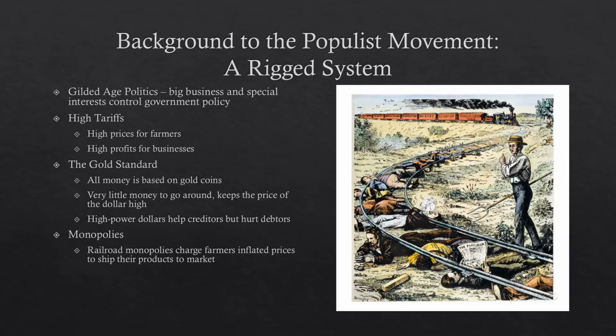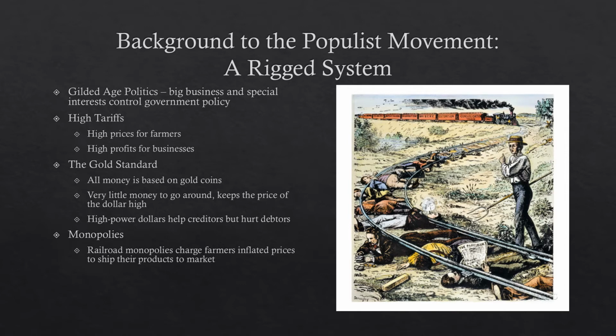The first of these was the high tariff. So remember, a tariff is a tax on imports, and what this means is that the price of manufactured goods goes up because you can't import cheap stuff from other countries. And so what this means is that farmers have to pay more for all the stuff they get, but big business is allowed to charge more and make more money. So a high tariff directly hurts farmers and helps big businesses.